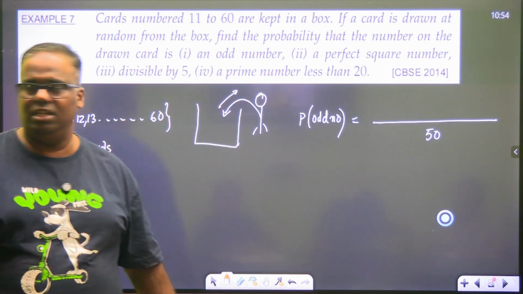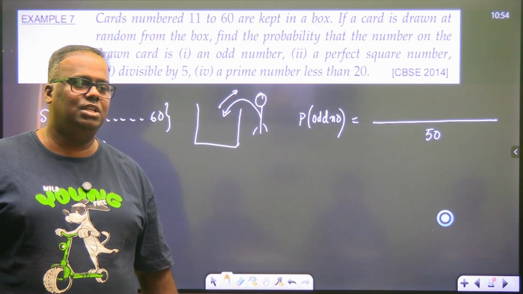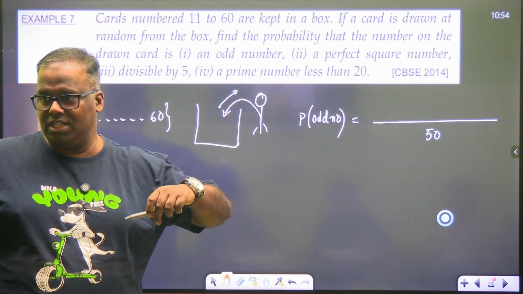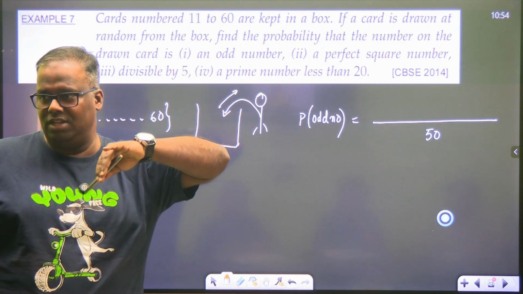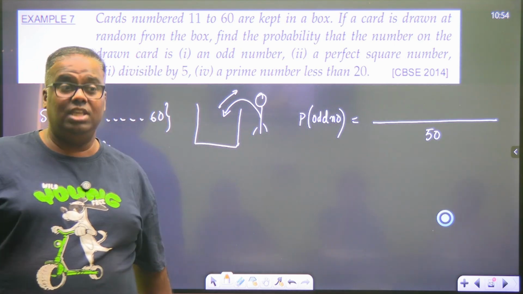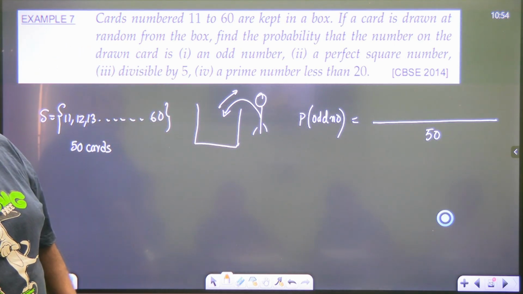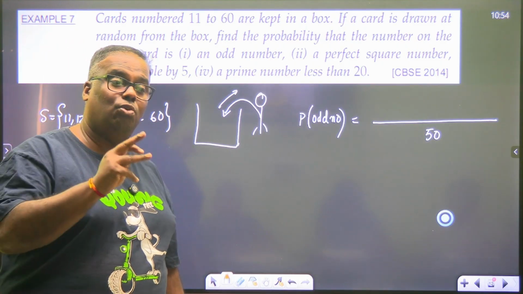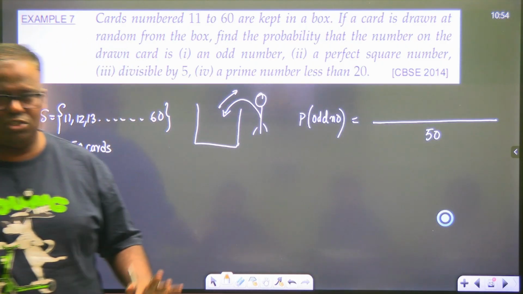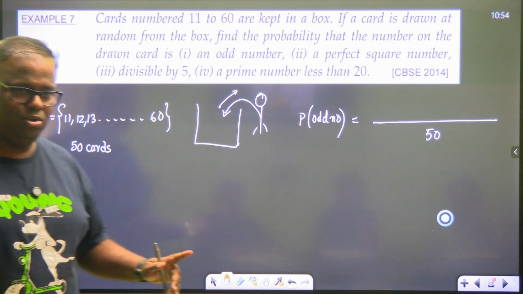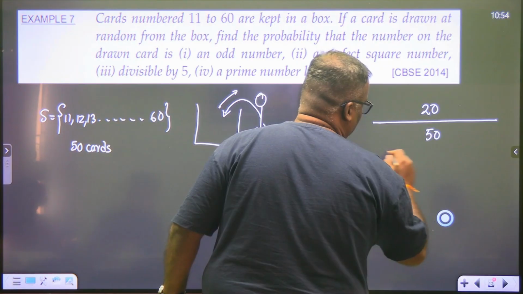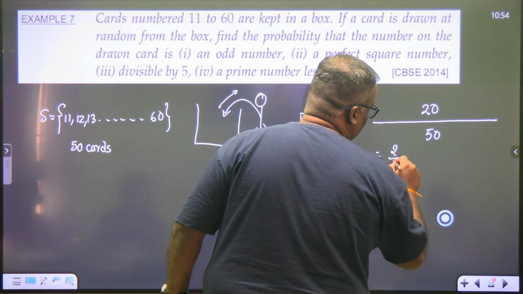Now just check between 11 to 20, how many odd numbers you get? 11, 13, 15, 17, 19. Means each decade you have 5. And how many such decades? 4 such decades: 11, 21, 31, 41. Each decade has how many? 5. And you have how many decades? 4 decades. So how many odd numbers? 20 odd numbers. How many understood this part? Understood, all of you? So you get 20 odd numbers. So your answer will be 2 upon 5.